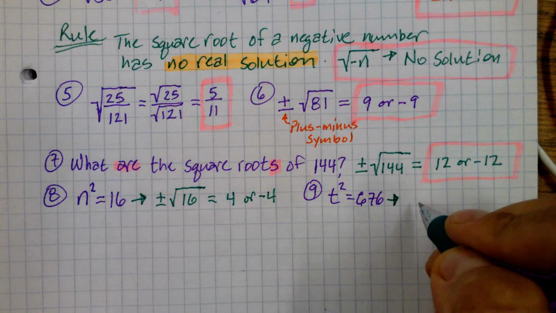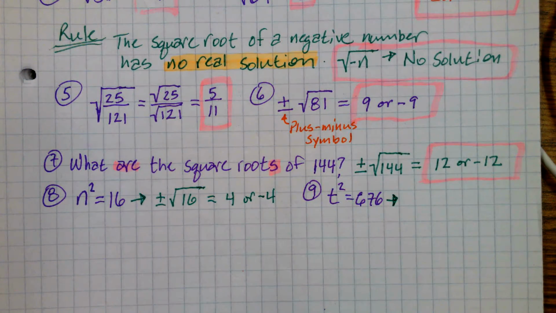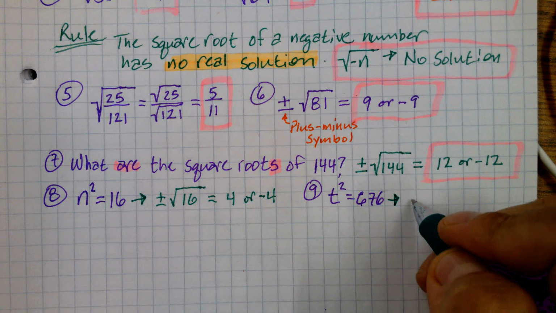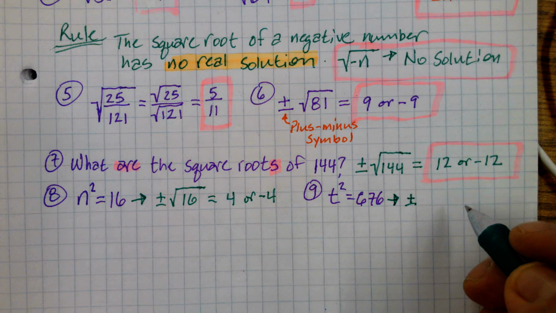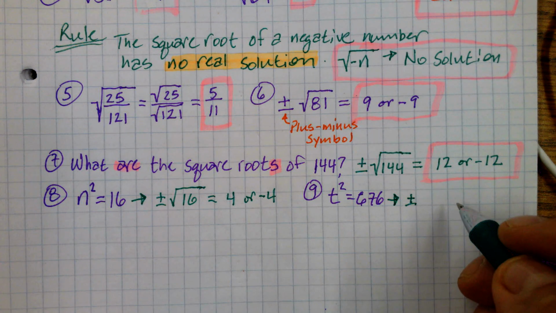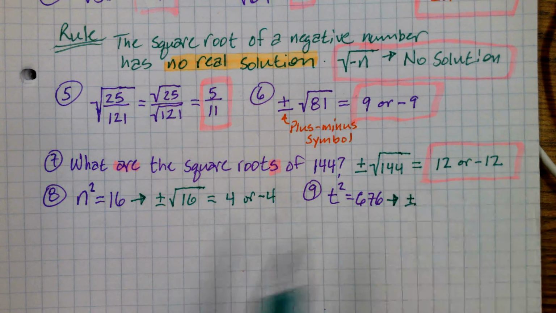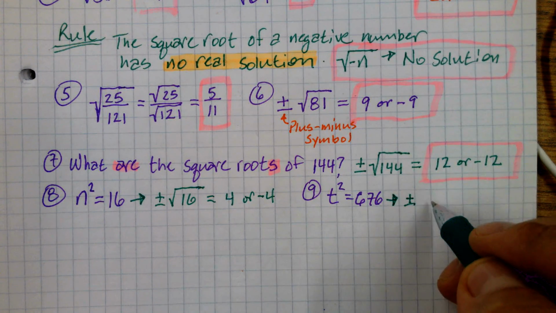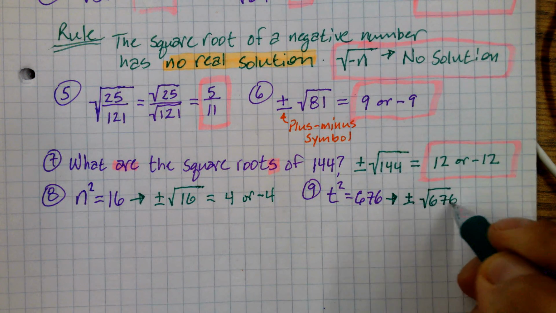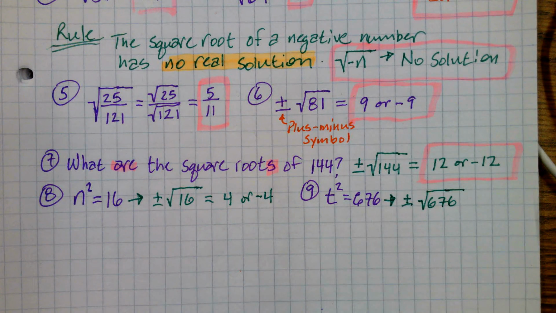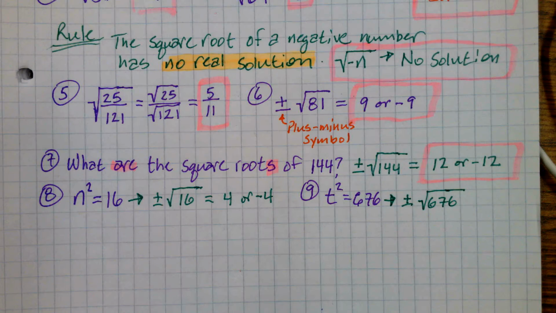If I see that, what's the problem, square root problem that tells me to write? Plus or minus what? Square root of 676. And I don't know about you, but I'm not sure. Guess where I'm going to go? Well, Google's good, but I got this.